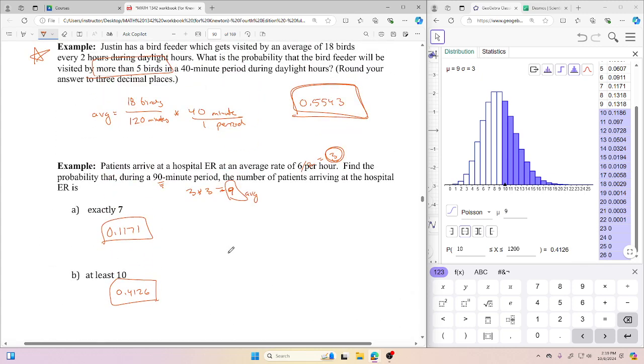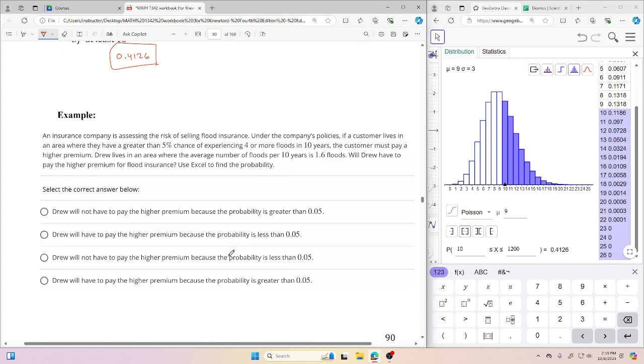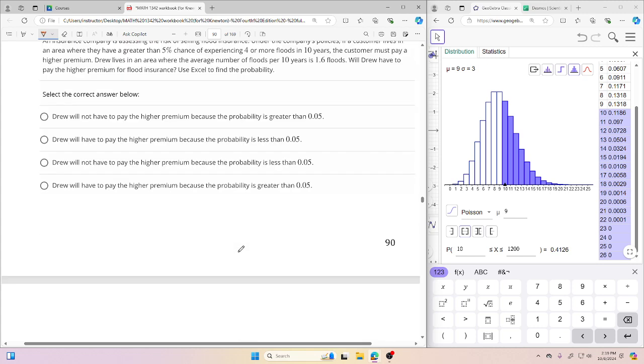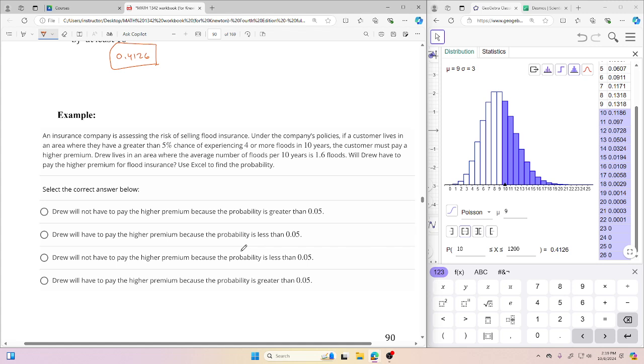Any questions? Very cool. Okay. An insurance company is assessing the risk. I don't want to do it. No, I'm just playing. Under the company's policies, if a customer lives in an area with greater than a 5% chance of 4 or more floods in 10 years, the customer must pay a higher premium. Drew lives in an area where the average number of floods per 10 years is 1.6. Will he have to pay a higher premium?